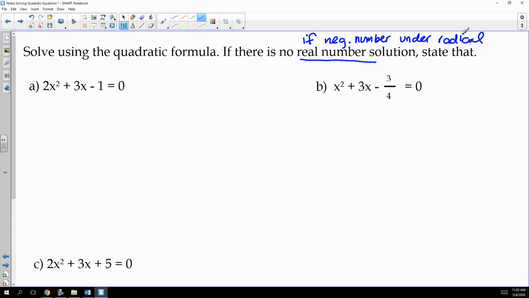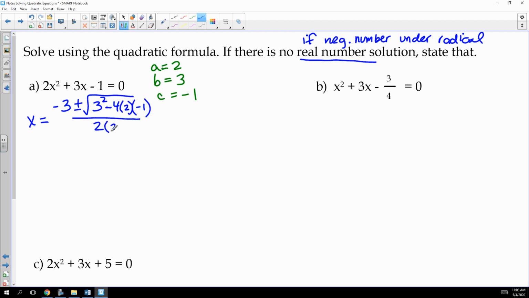They're already set equal to 0. I'm just going to identify a equals 2, b equals 3, c equals negative 1, and plug in. So x equals the opposite of b plus or minus the square root of b squared, that's 3 squared, minus 4 times a, which is 2, times c, which is negative 1, all over 2 times a, which is 2. So negative 3 plus or minus the square root of 9 plus 8, all over 4.